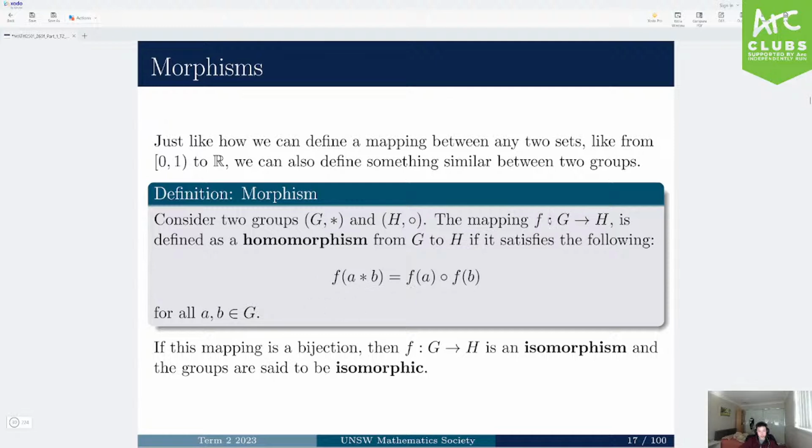If this mapping f is a bijection, so that means it's injective and surjective, then we say that f is an isomorphism, and the two groups are said to be isomorphic.